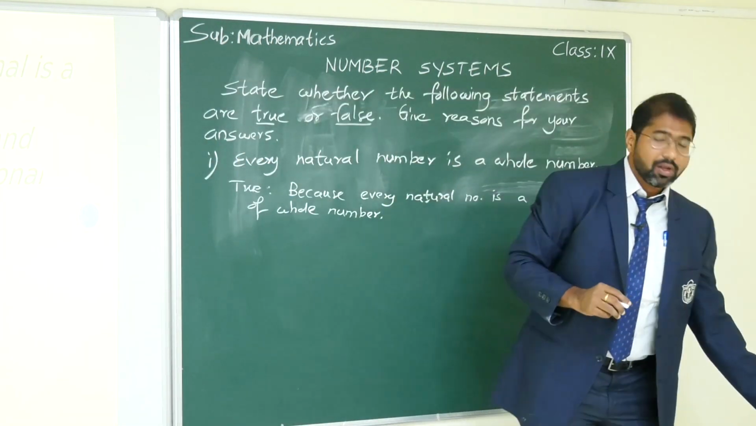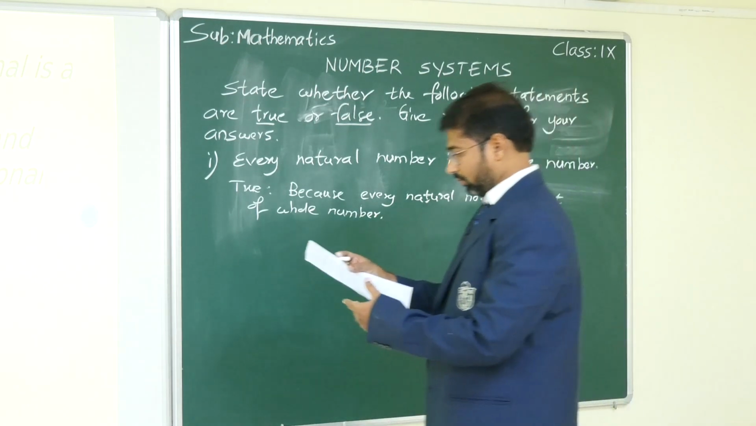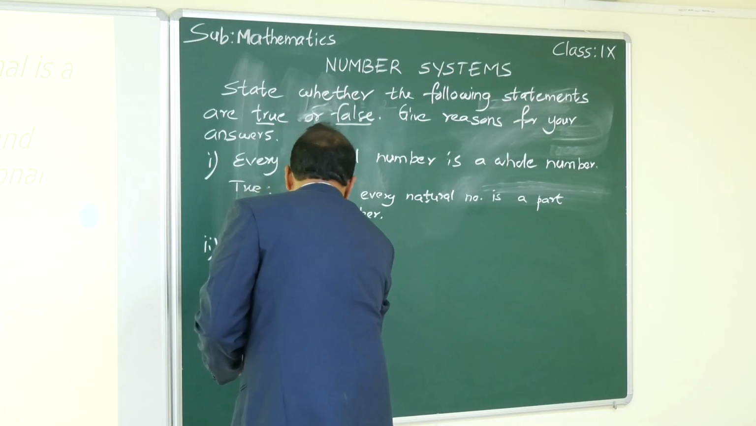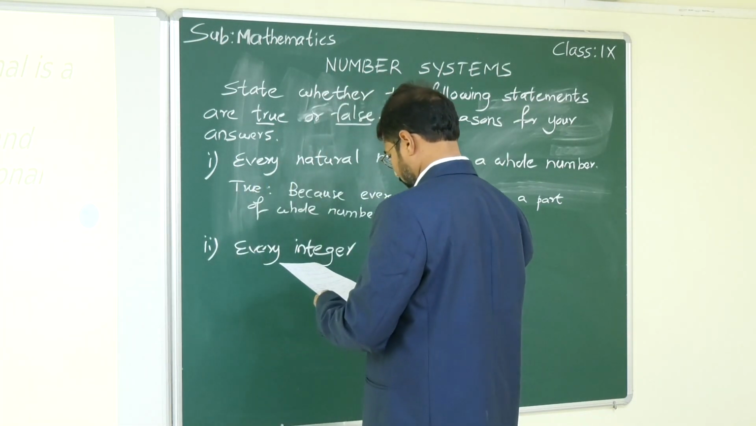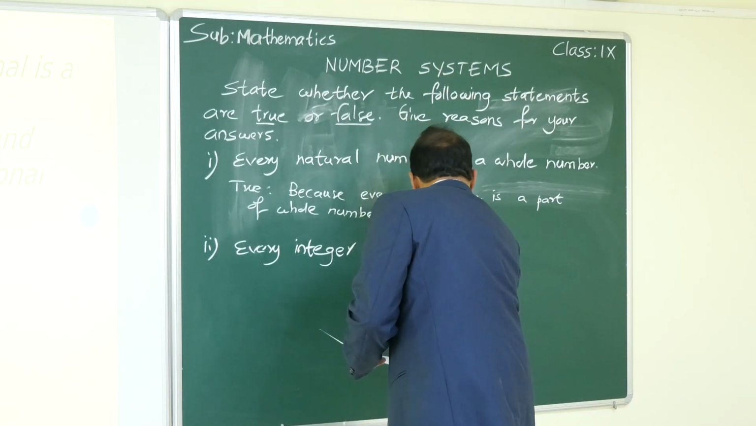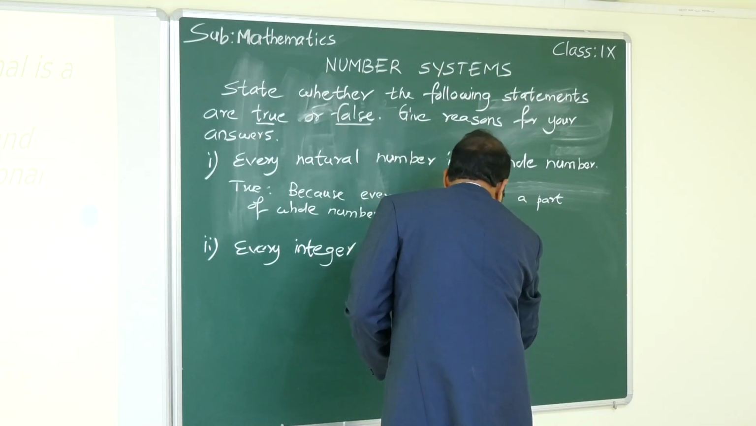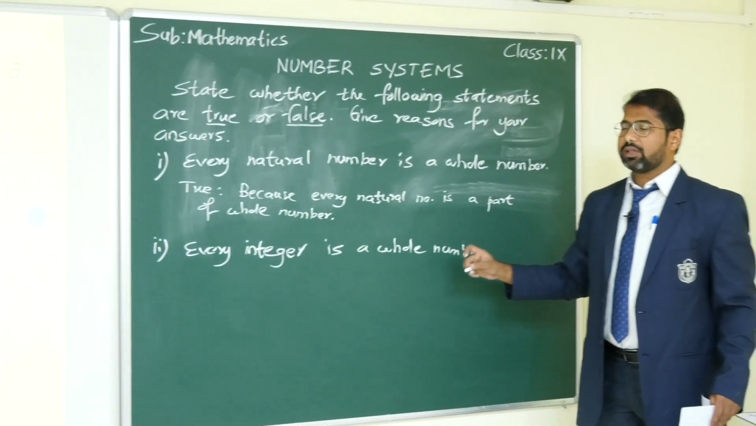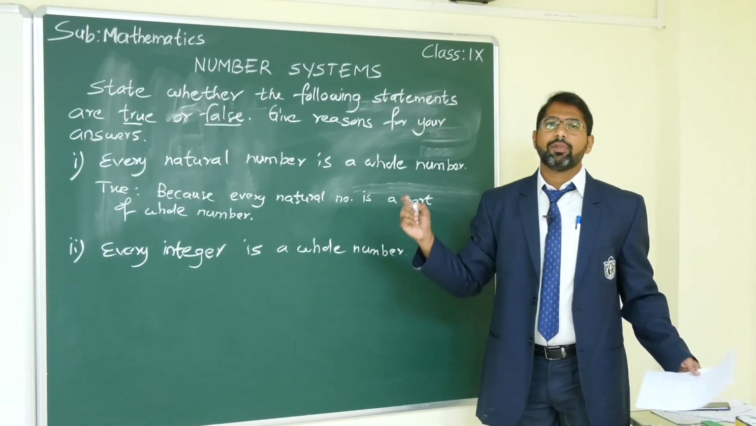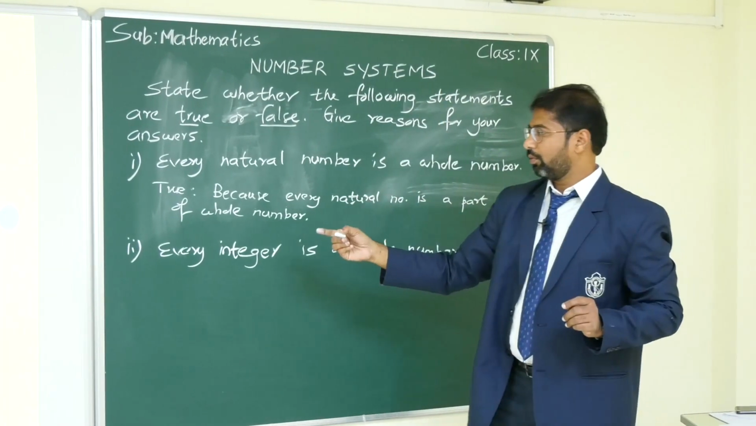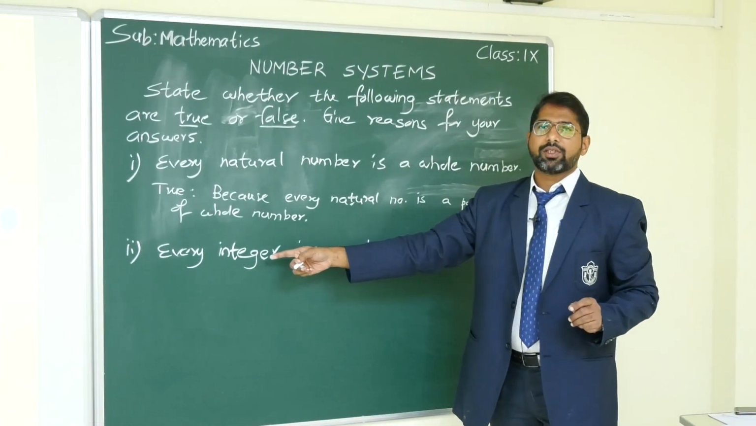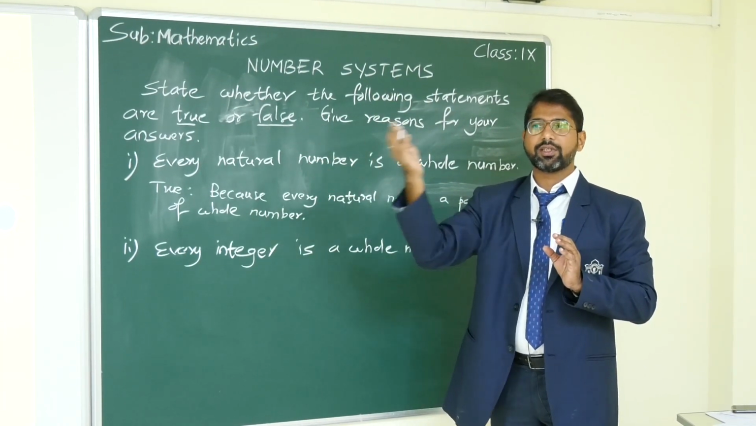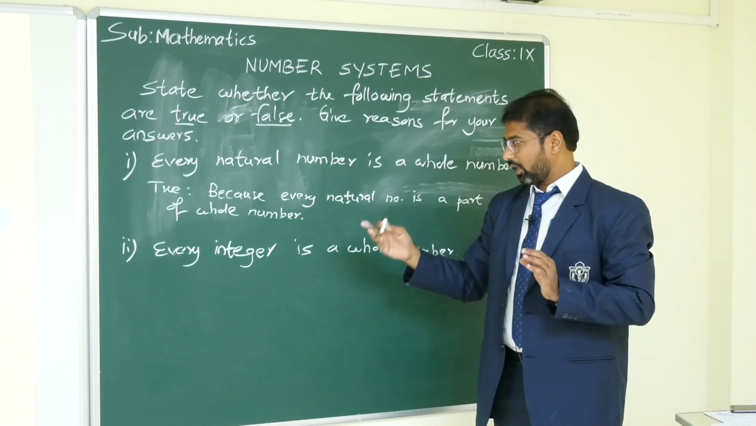Next one, every integer is a whole number. This is also true because in integers you have 0, to the right side of 0 are positive integers, to the left side of 0 negative integers. So it's true.